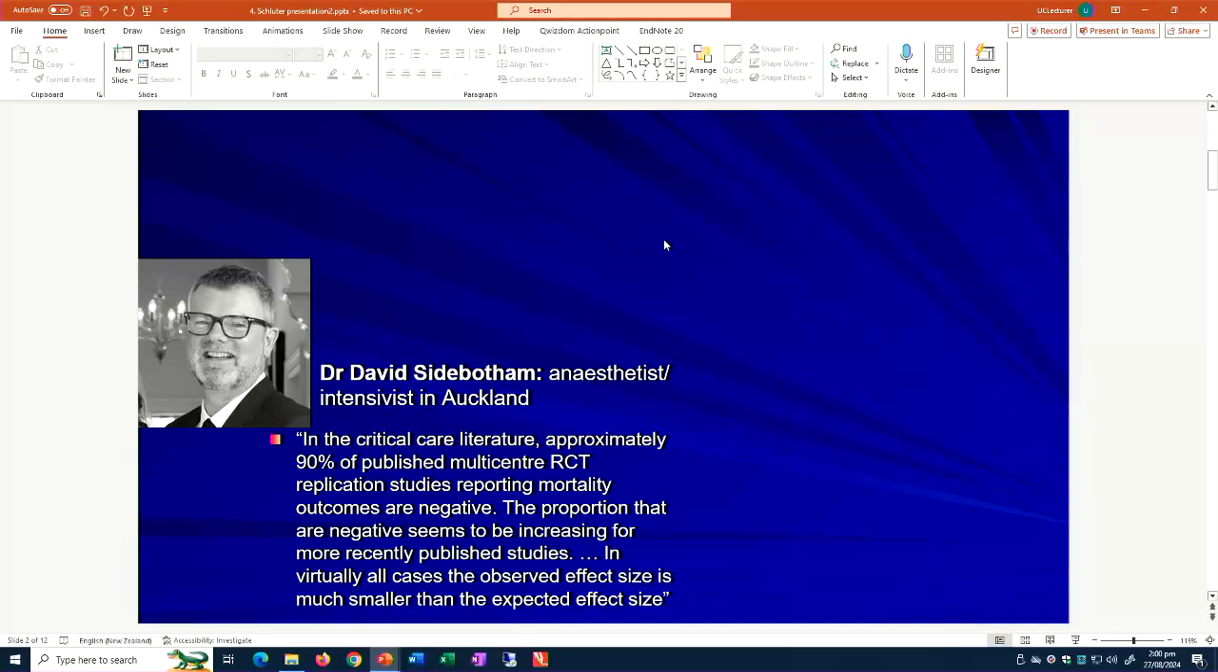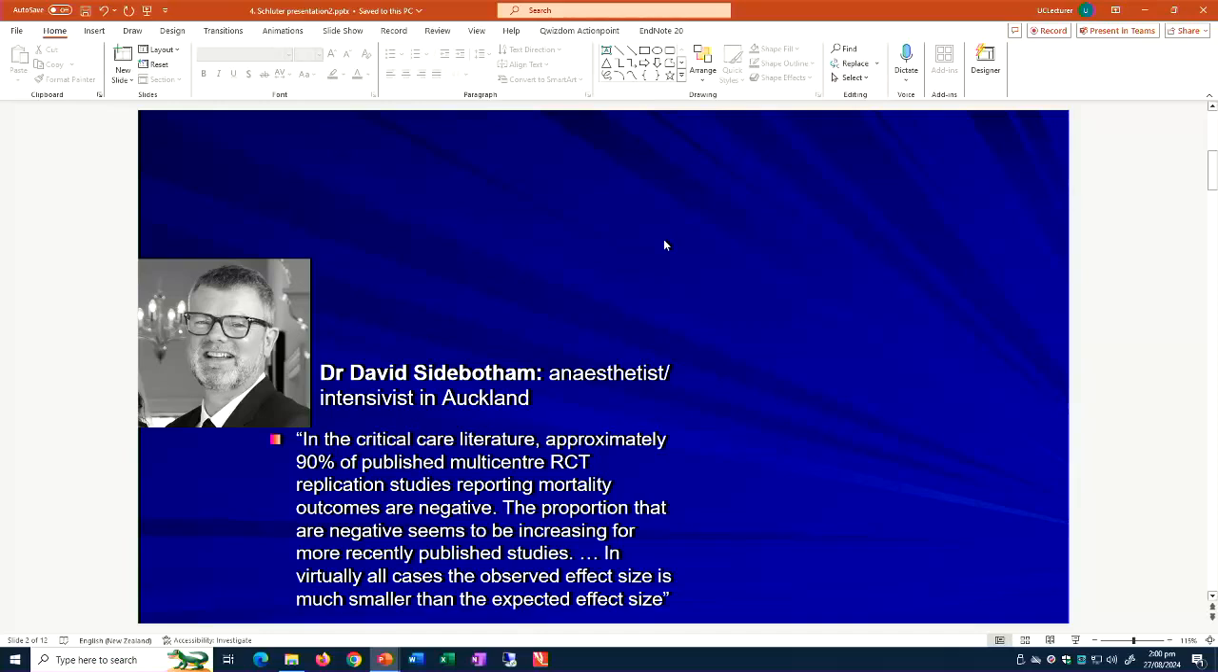And he wrote to me saying this: in the critical care literature where he works, approximately 90% of published multi-center RCTs, these are replication studies reporting mortality, their outcomes are negative. So replication, multi-centered RCTs are typically created because there is a sentinel paper that shows a demonstration of a technique or an intervention that works. And then the idea is that you use a multi-center approach to try and replicate that.